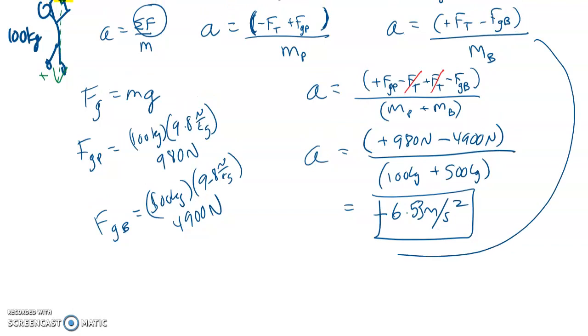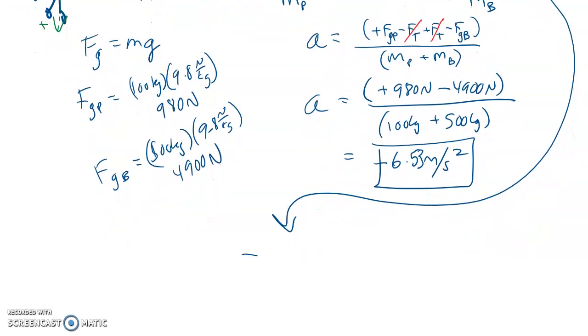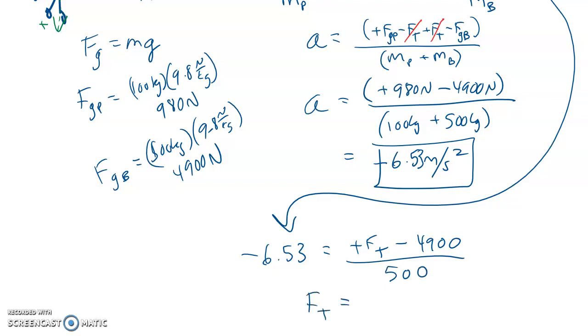So using this equation, just filling in the values, the acceleration is negative 6.53 that we just calculated. The tension force, we have positive Ft, that's what we're looking for. And then in this equation, we have the negative force of gravity of the barrel, which is negative 4,900. And then here we just need the mass of the barrel, which is 500. So if you punch those numbers into your calculator, you should get 1,633 newtons approximately.